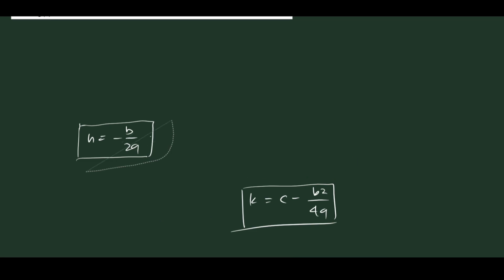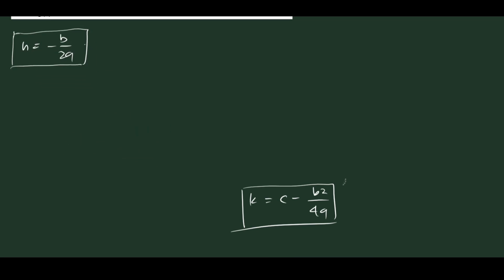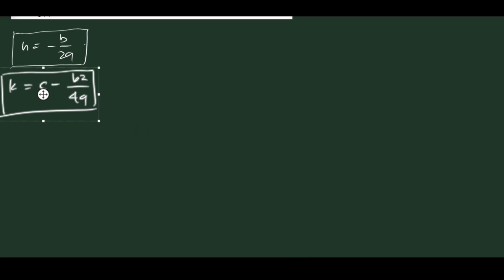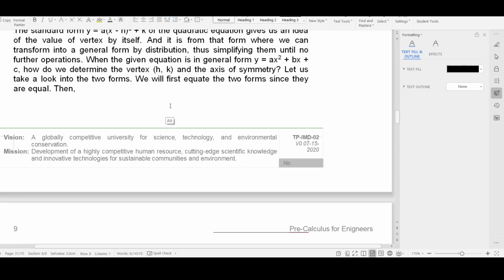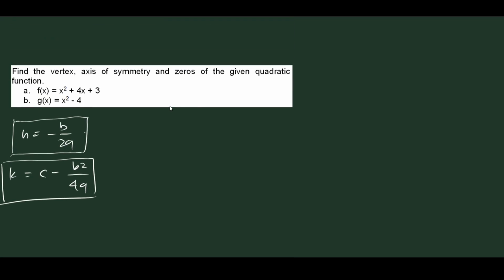Oh, let's copy it. Copy. And let's place these formulas in here. Okay, so let's use this. So we have here x squared plus 4x plus 3. Okay, so let's apply the formula of the vertex.